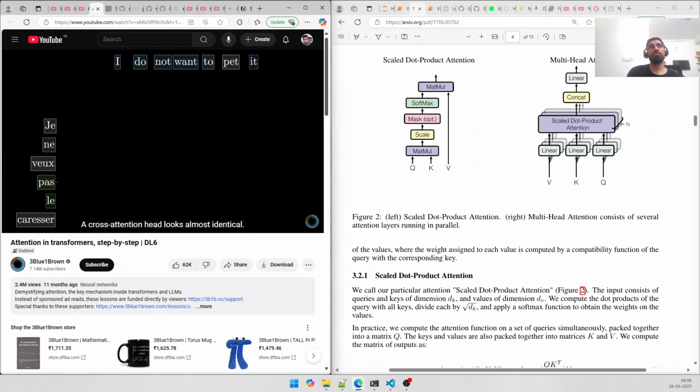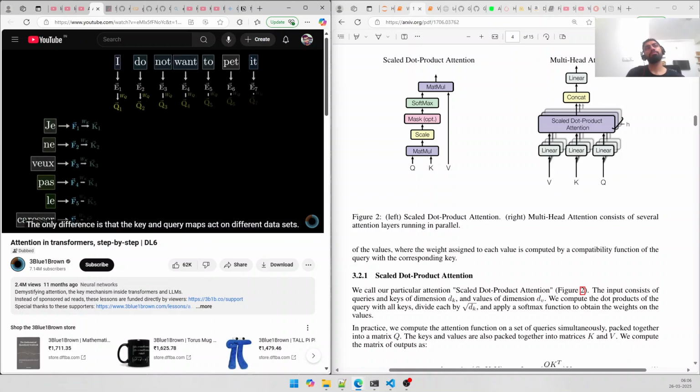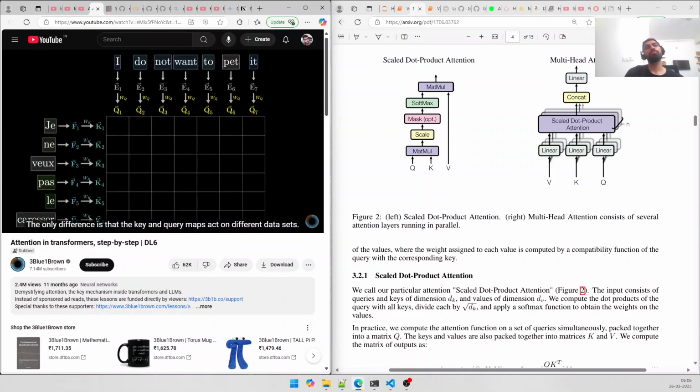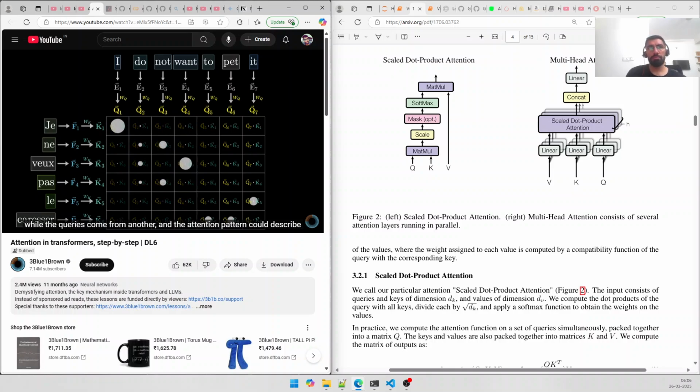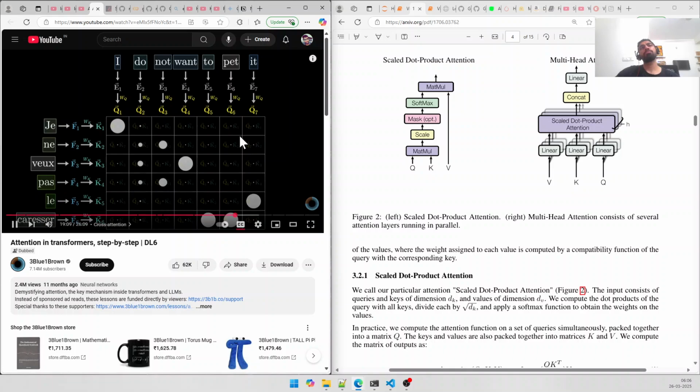A cross-attention head looks almost identical. The only difference is that the key and query maps act on different datasets. In a model doing translation, for example, the keys might come from one language, while the queries come from another, and the attention pattern could describe which words from one language correspond to which words in another.